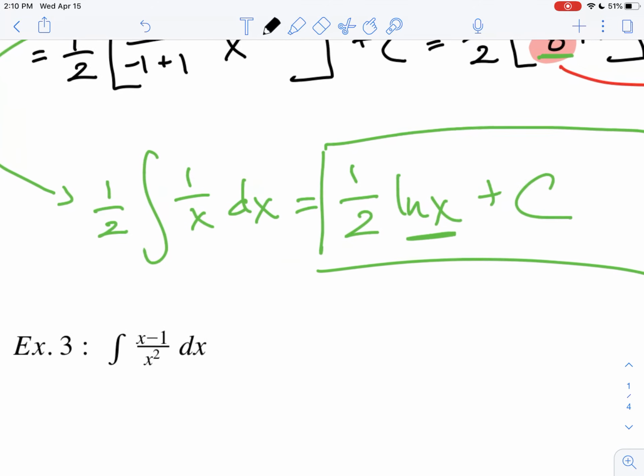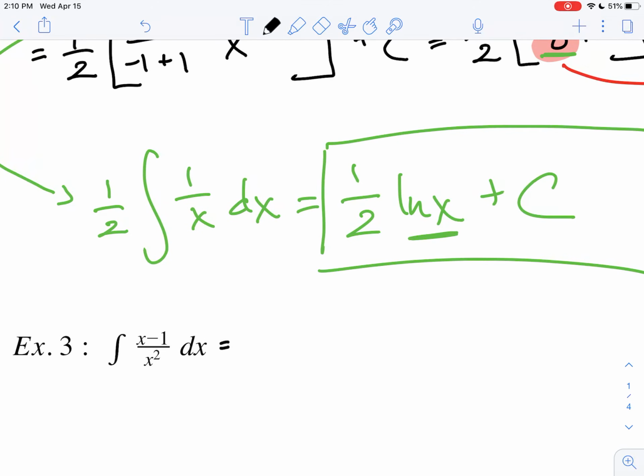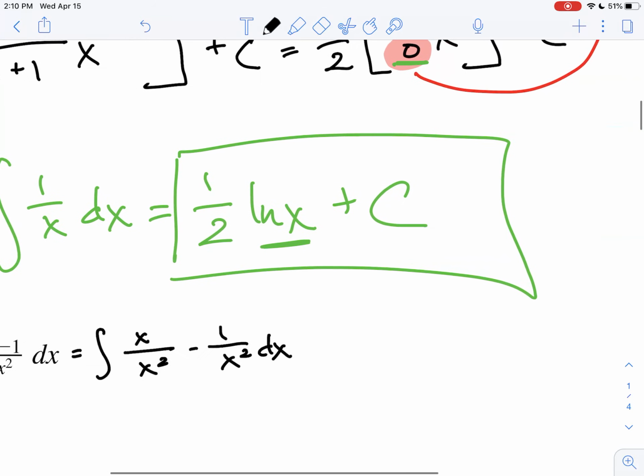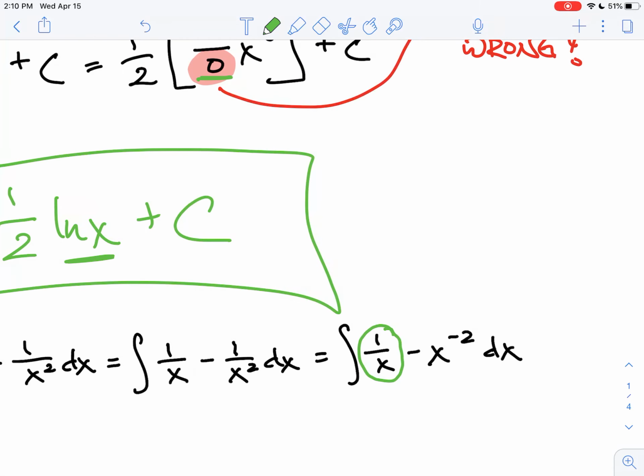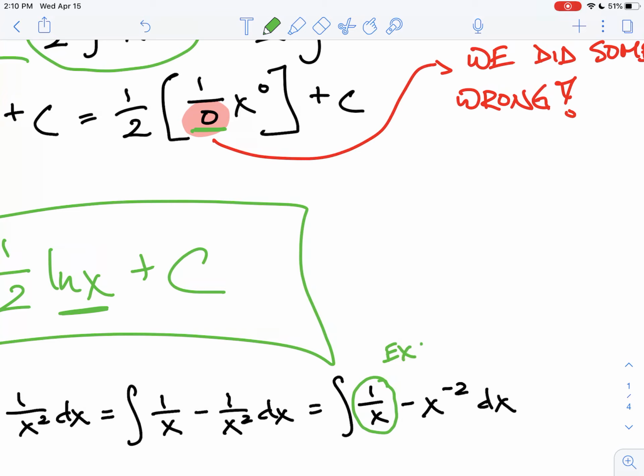All right, let's move on to example 3 here. So I look at this, I see some fractions, and I think, okay, well, we haven't learned a quotient rule, so let me see if I can simplify. So the integral of x over x squared minus 1 over x squared dx. Well, that equals the integral of 1 over x minus 1 over x squared dx, which gives us the integral of 1 over x minus x to the negative 2 dx.